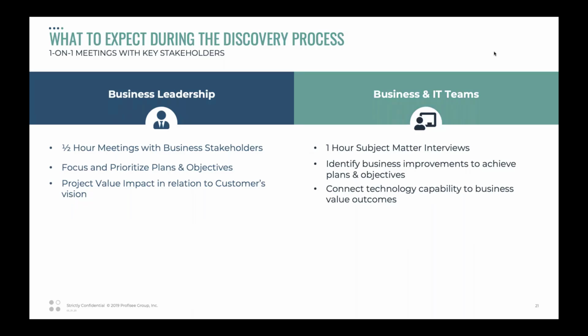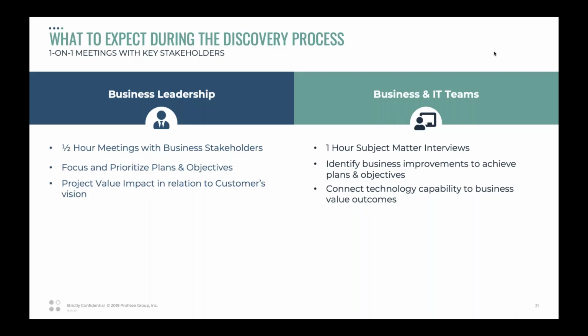The next question that usually gets asked is, what kind of involvement is expected? Typically, what we see is involvement from business leadership. We see a need for about a half-hour meeting with business stakeholders to prioritize and focus on goals from a business perspective, from a strategic standpoint.